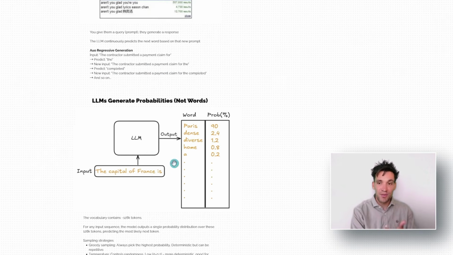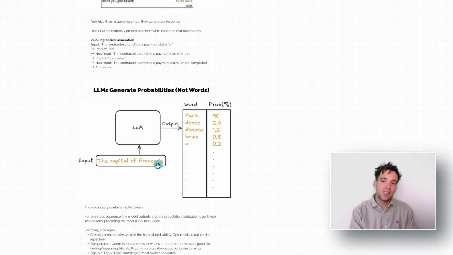So, this is a good example: if you ask what is the capital of France, the most likely response is Paris, but you could also have a lower probability of a word like dense, diverse, home, and so on. By far the most likely response is Paris, which is what the model will return 90% of the time, but it could also return some of these other words.